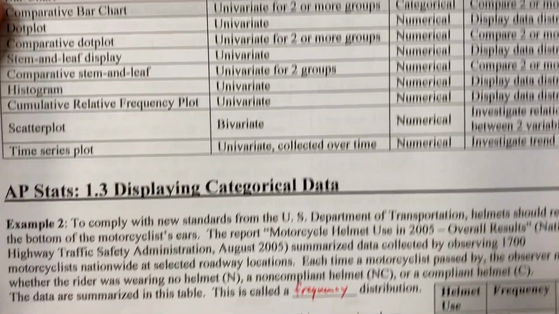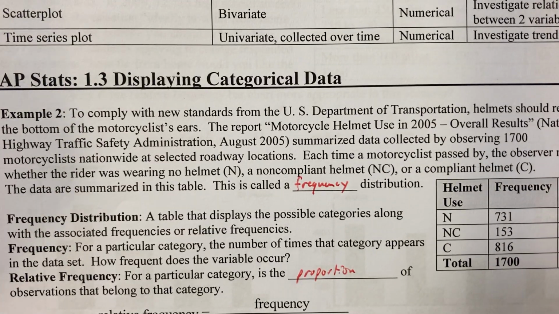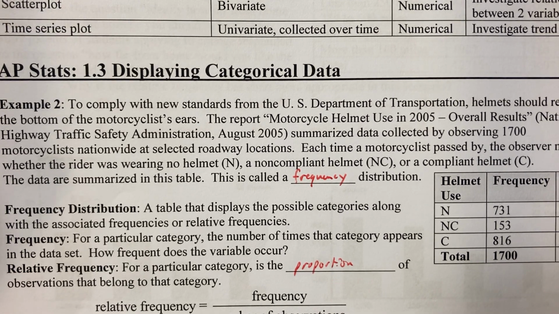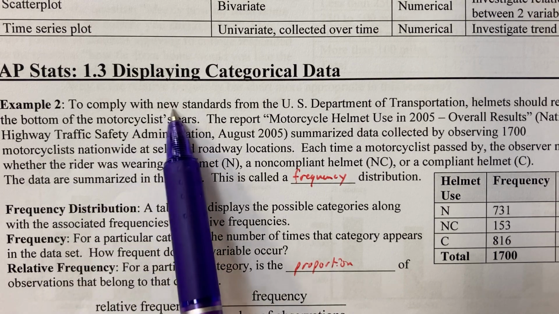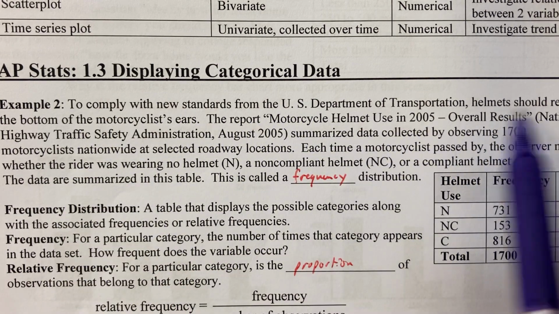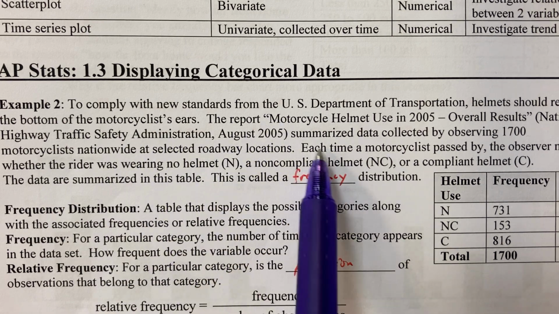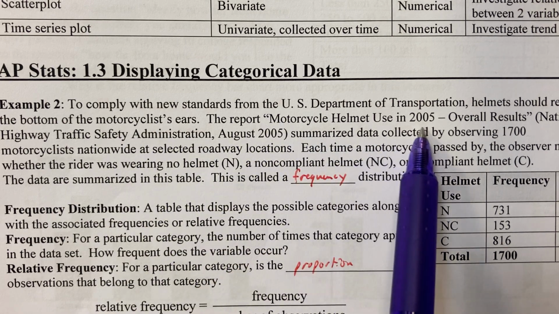All right, now on to, I guess, 1.3. Let's talk about displaying categorical data. This is data where everything falls into a category. Okay. So to comply with new standards from the U.S. Department of Transportation, helmets should reach the bottom of the motorcyclist's ear. The report, motorcycle helmet 2005.